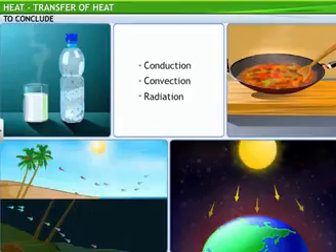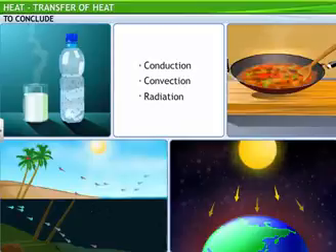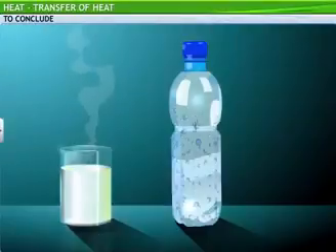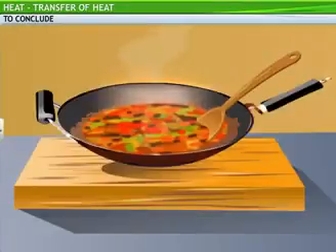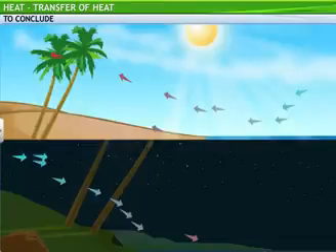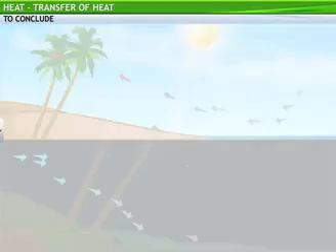This brings us to the end of this lesson on transfer of heat. In this lesson, you learned to demonstrate through examples that heat flows from a hotter object to a colder object. List the 3 methods of transfer of heat. You also learned to explain how heat is transferred through conduction. Explain how heat is transferred through convection. And explain how heat is transferred through radiation.